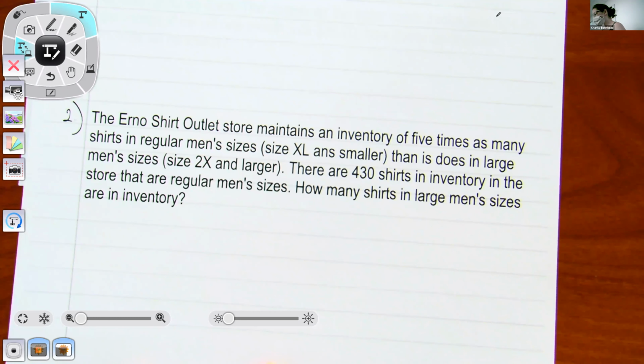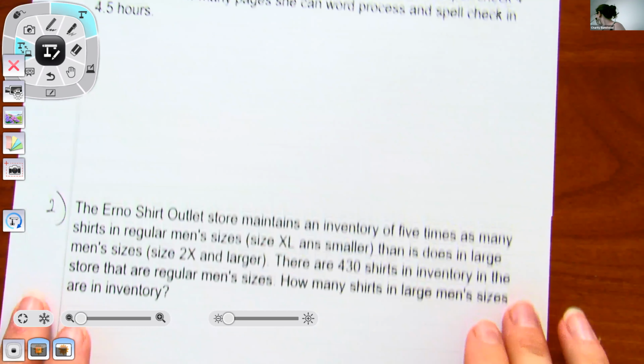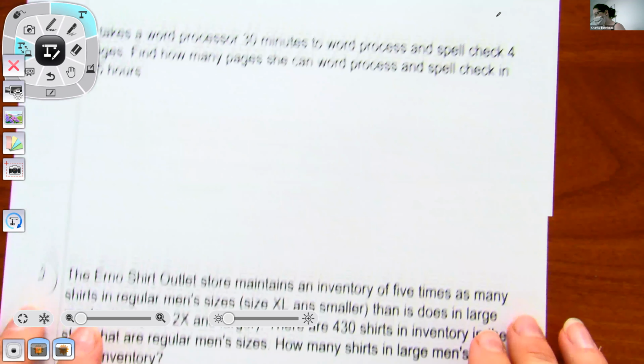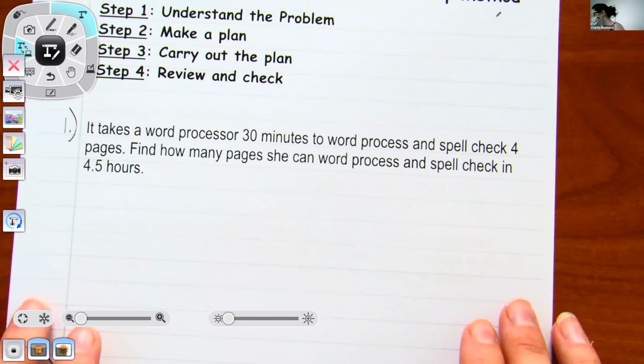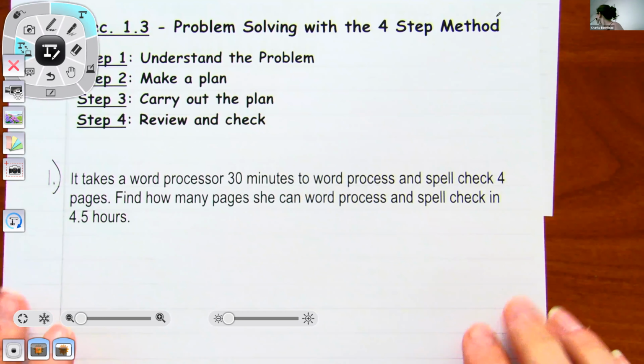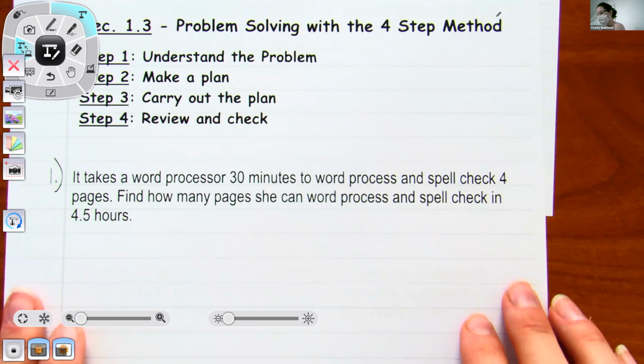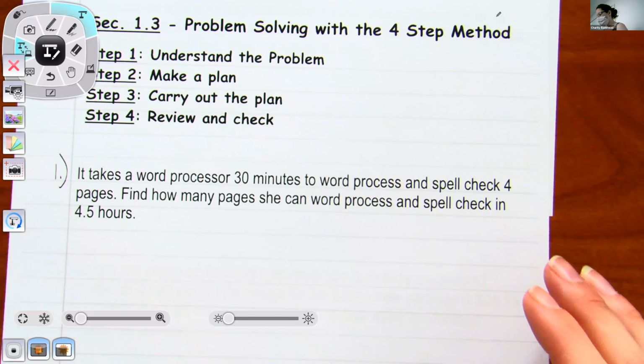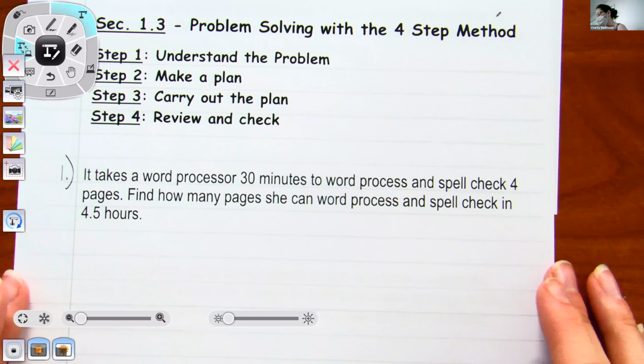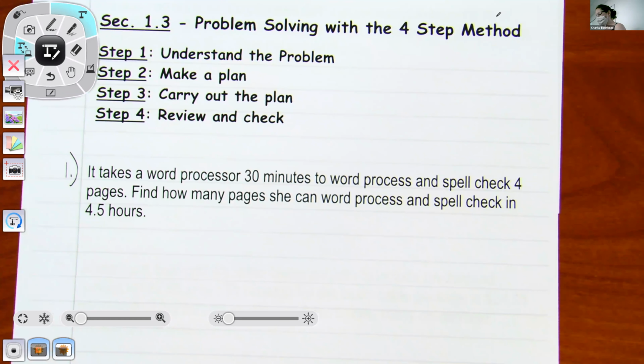Section 1.3 is about problem solving, so basically word problems in this section. All right, so you might see it referred to as the 4-step method, which just means understand the problem, make a plan, carry out the plan, review, and check.